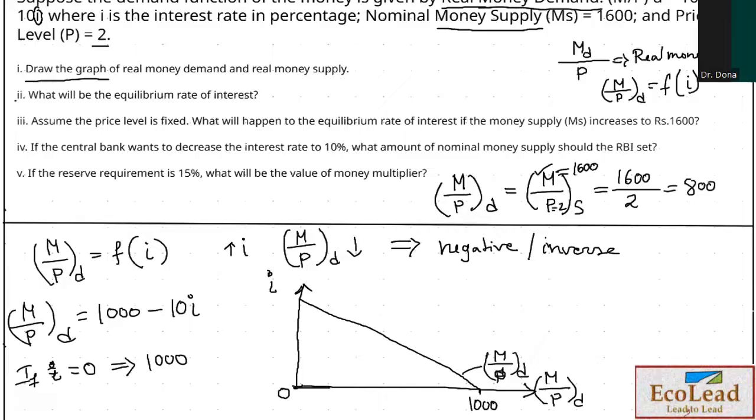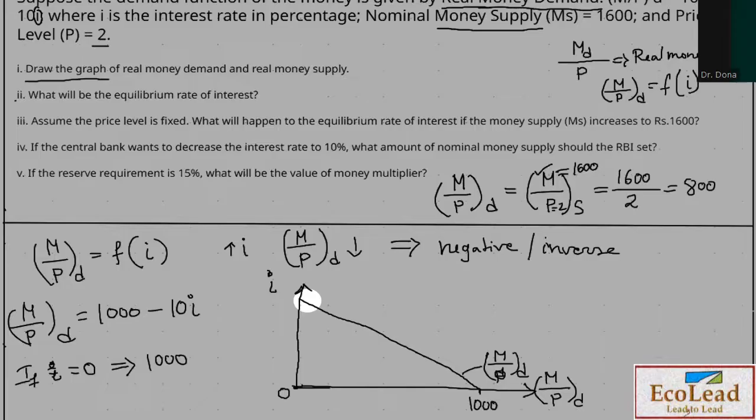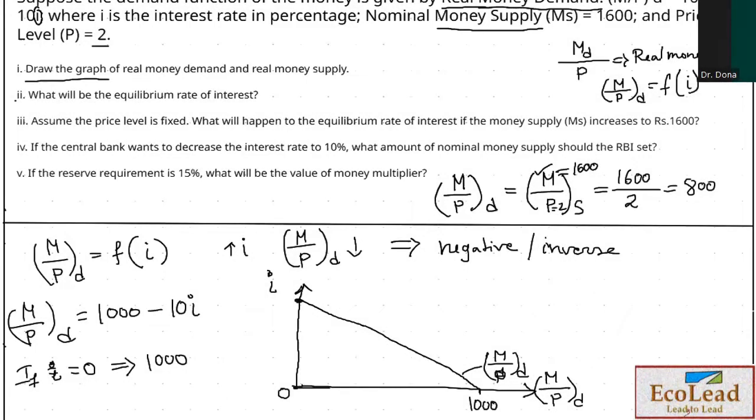Now slope we can definitely derive from this equation. So you can derive this slope and we can draw the money demand function. Now here, what is this value? Can anyone tell me what is this value?